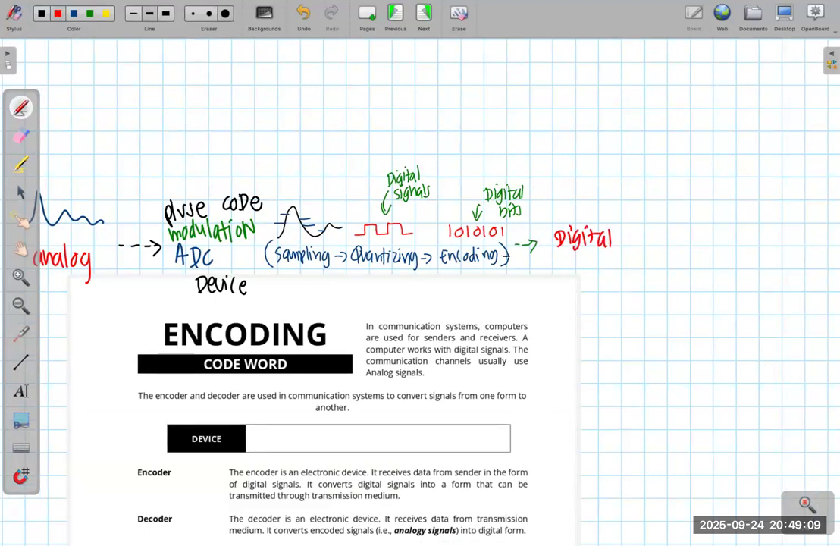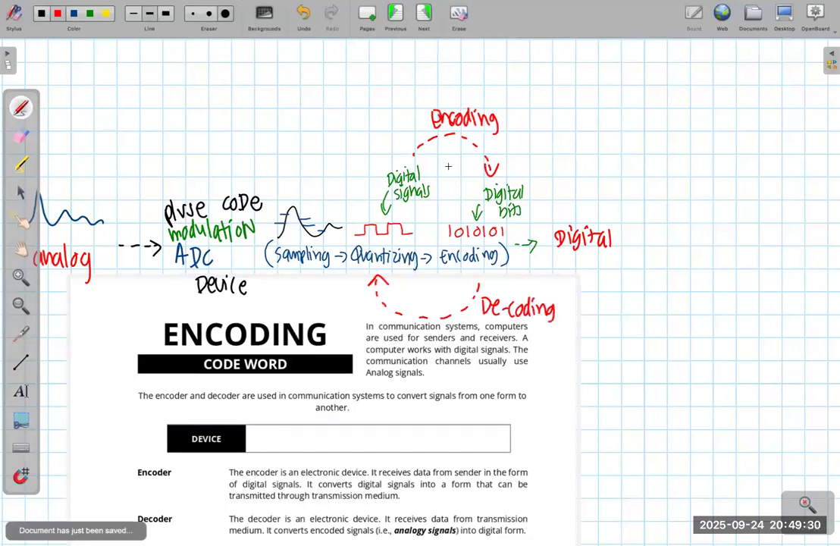So encoding is trying to protect the data. Encoding is the process of converting your digital signals to digital bits, or digital bits to digital signals. The process of converting your digital signals to bits is encoding. The opposite is known as decoding. To encode and decode, we have a special device known as a modulator.